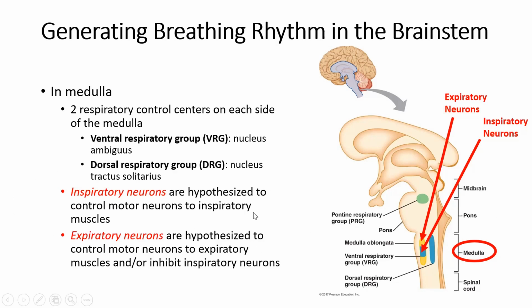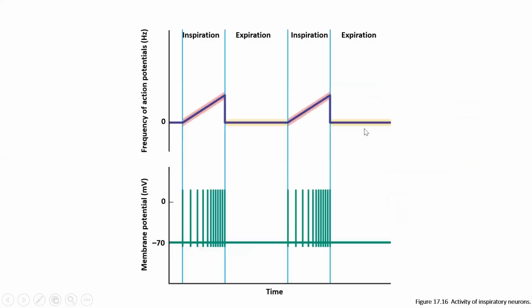Okay, so the inspiratory neurons would send communication to the phrenic nerve and the external intercostal nerve, which would then send communication to the diaphragm and external intercostal, whereas the expiratory neurons can inhibit those actions as well as send instruction to the internal intercostal nerve, which would then activate the internal intercostal muscle if that is a forced state of breathing. So this is how that communication would look.